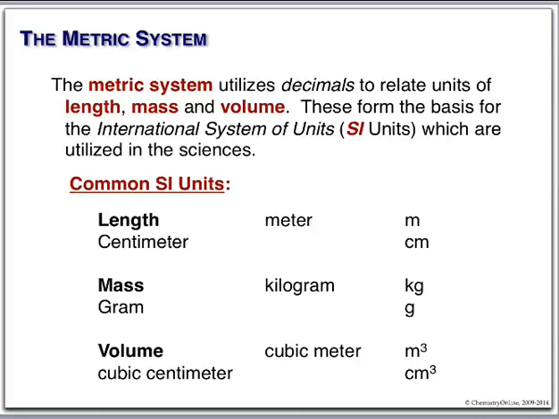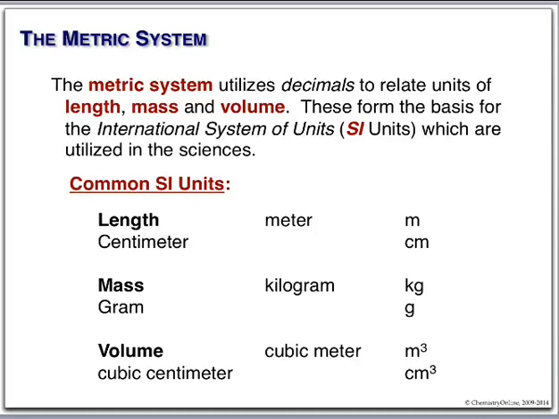For mass, the standard unit is a kilogram. Now, most people get that wrong. They think the standard unit is a gram, but actually a gram is 1/1000th of a kilogram. And for volume, it's even stranger. A cubic meter is the SI standard. So that's a cube that's 1 meter on a side. We probably won't use cubic meter ever. Cubic centimeter is a cube 1 centimeter on a side.